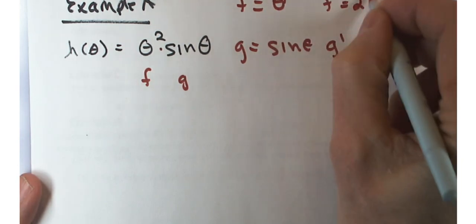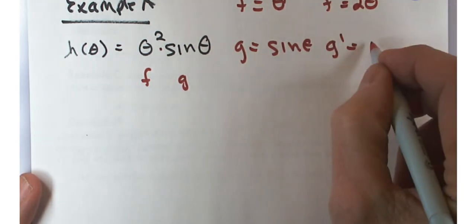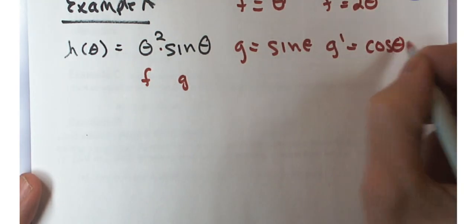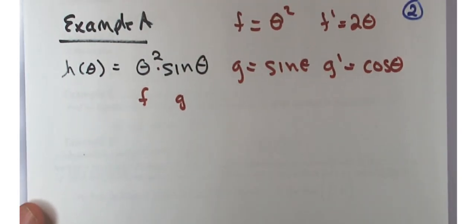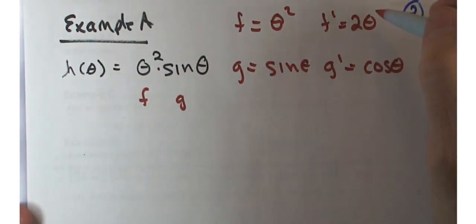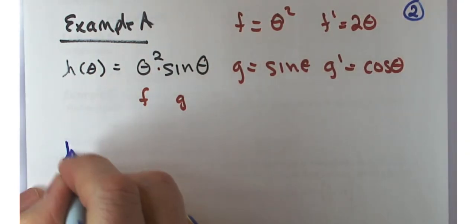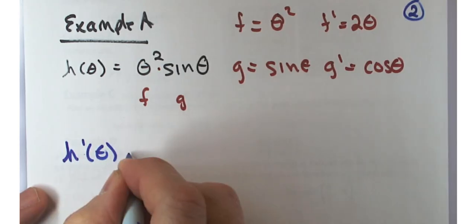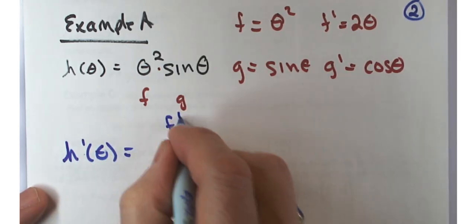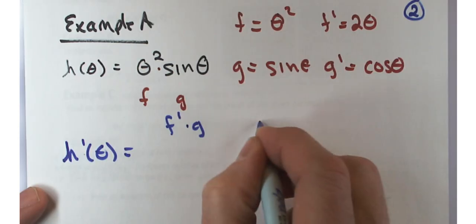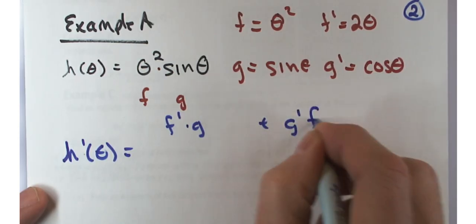2 theta, good. And then the sine would be... nice. And cosine of theta. Nice. It's 2 theta to the first power, but we're not going to write that. I'm not interested in seeing that. Thanks, Omar. So h prime of theta is going to be f prime times g plus g prime times f.